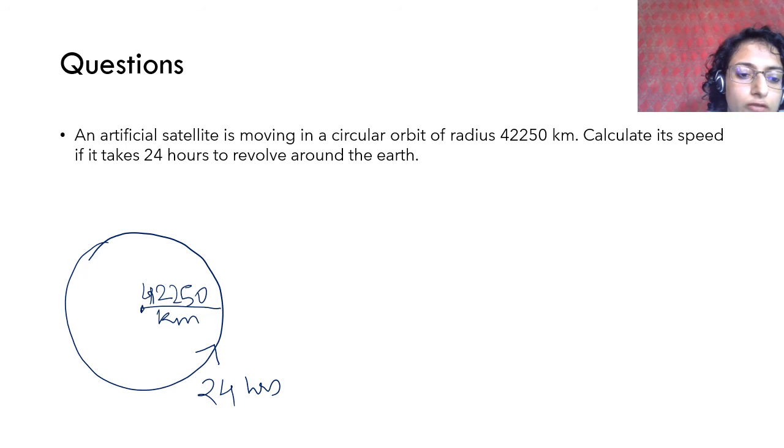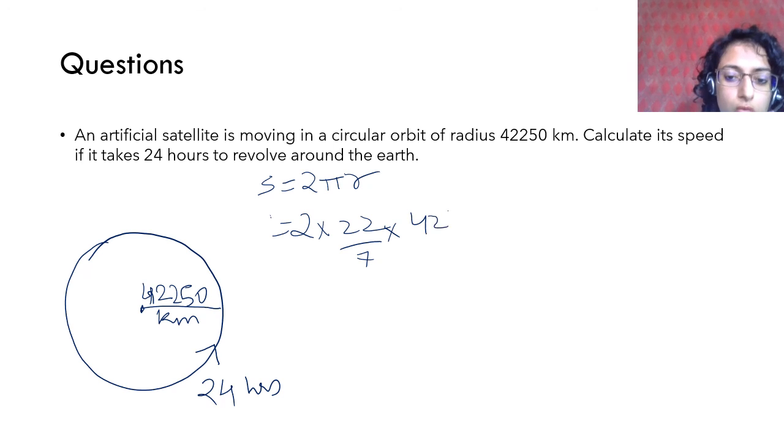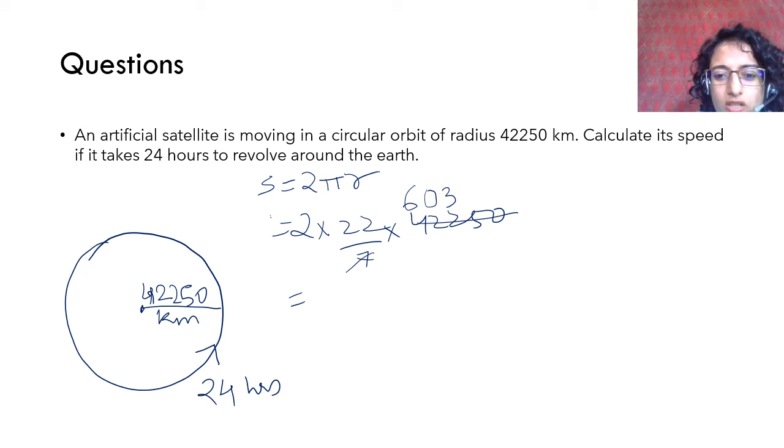You have to keep it simple. You have to find the distance first. How will you find the distance of a circular orbit? 2 pi r is the circumference, that is of one orbit. So it is equal to 2 into 22 by 7 into 42250. You know, oh, I hate these big calculations. Anyway, so I will use my calculator.